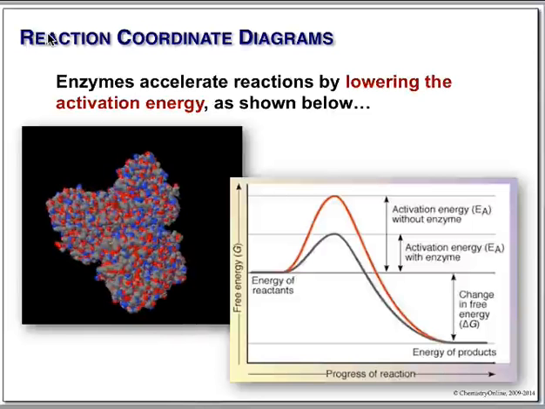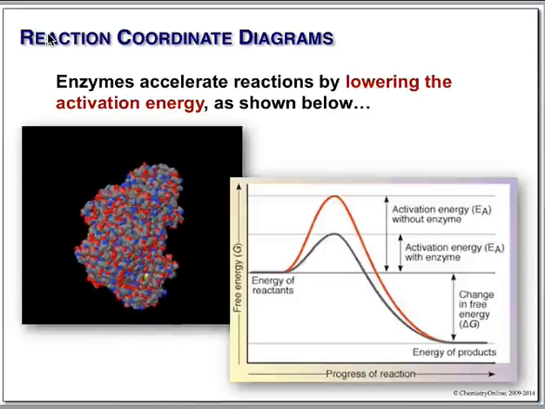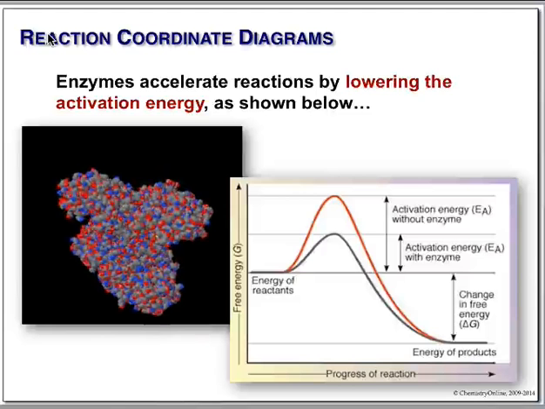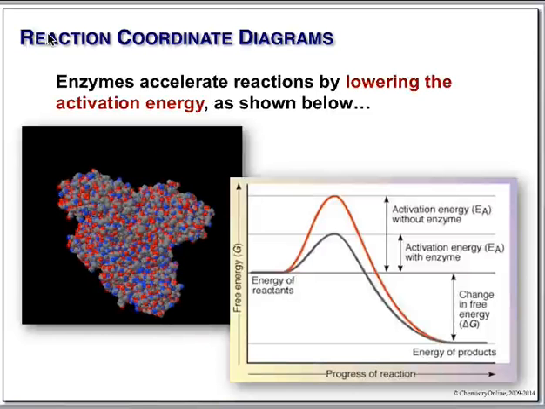And when it does, the enzyme is capable of stabilizing the transition state. If you stabilize it, it lowers its energy. If you lower the energy, then the reaction goes faster than it would otherwise. That's how reaction coordinates are simply applied to things like catalysis. Any questions?